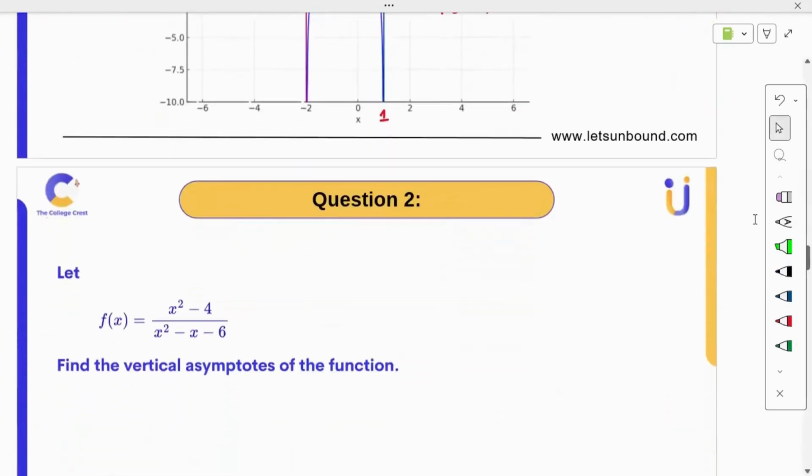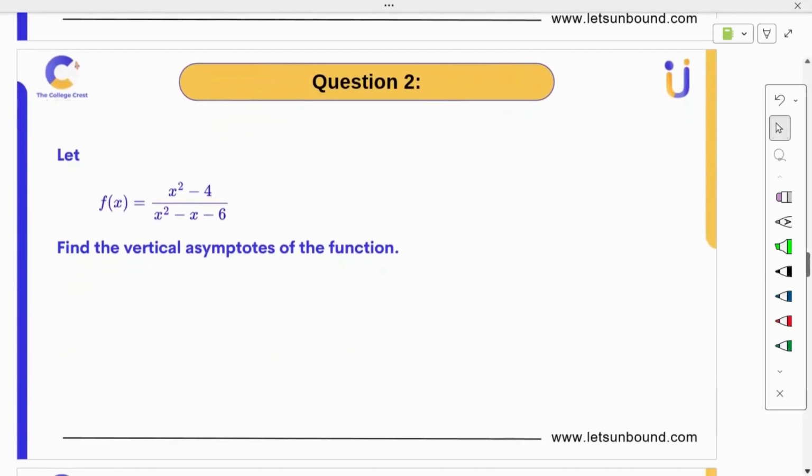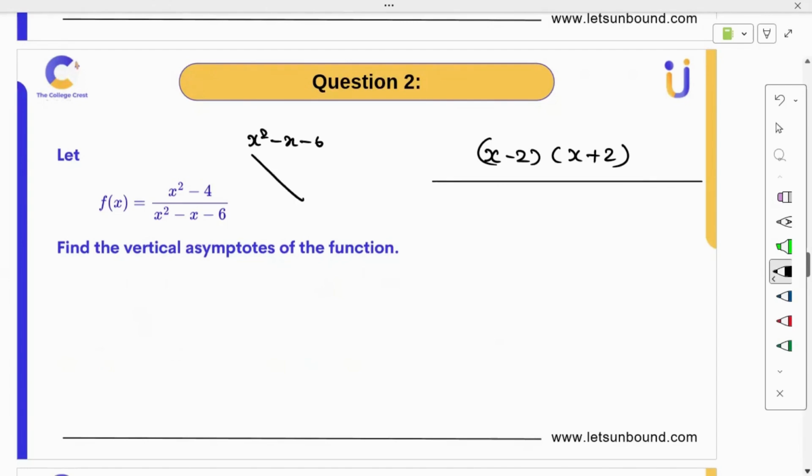Next one, question 2. Okay, a little extra level. The first one was so simple; second one here. First thing, for vertical asymptotes, you should factorize numerator and denominator. So x squared minus 4 can be written as x minus 2 times x plus 2. I have used the difference of two squares identity. And this one we should factorize. x squared minus x minus 6: product is -6, middle term is -1. 1 and 6 is not possible. 2 times 3, yes, it's possible, and you give the negative to the 3.